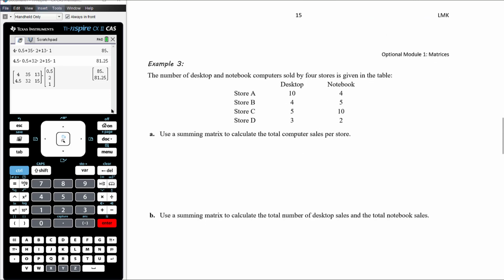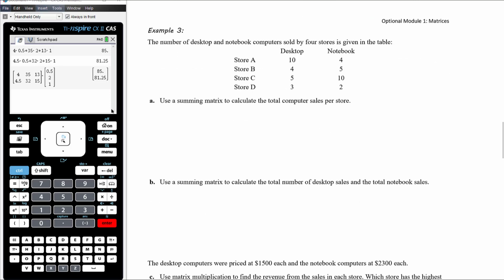Okay, so let's have a look at an example with that. Again, we're picturing much larger data sets, but we'll use a simple example. The number of desktop and notebook computers sold by 4 stores is given in the table. Use a summing matrix to calculate the total computer sales per store.